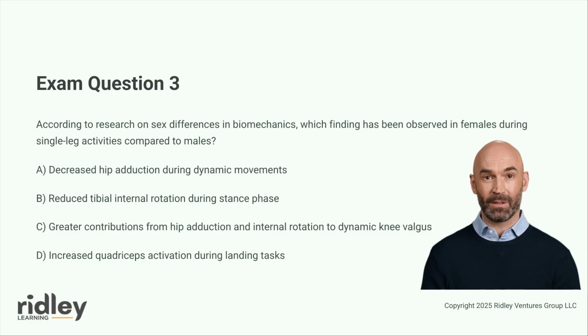Research examining pelvis and lower limb kinematics has revealed that females tend to demonstrate greater dynamic knee valgus during single-leg activities compared to males. Importantly, the components contributing to this valgus pattern differ between sexes. In females, hip adduction and internal rotation make greater contributions to the overall valgus alignment during dynamic tasks. These proximal contributions from the hip create a more medially directed vector at the knee, potentially increasing patellofemoral joint stress.